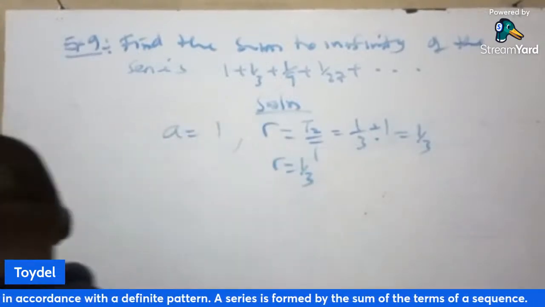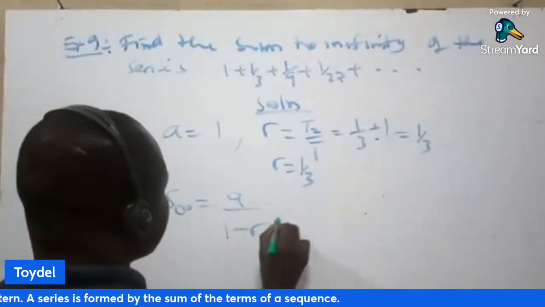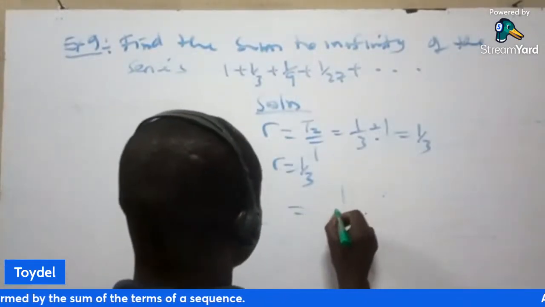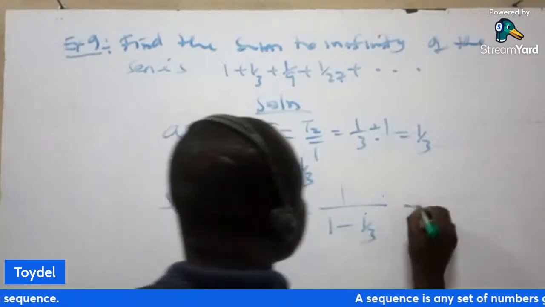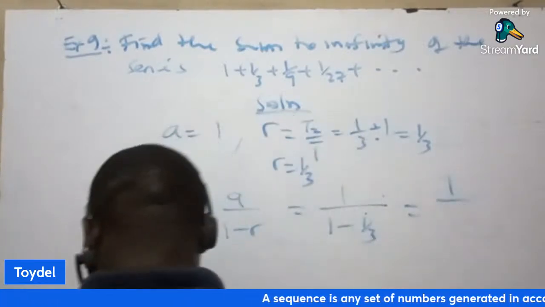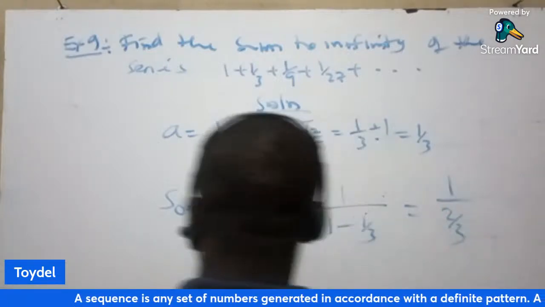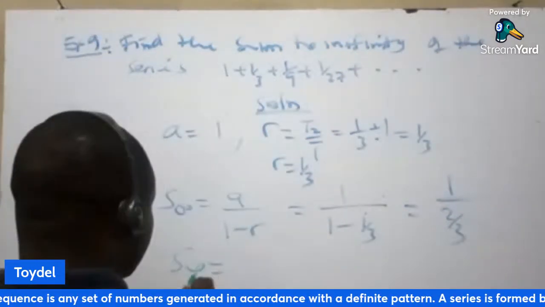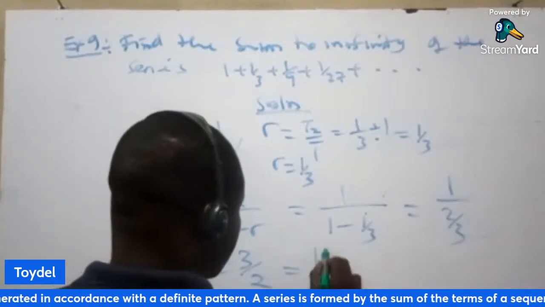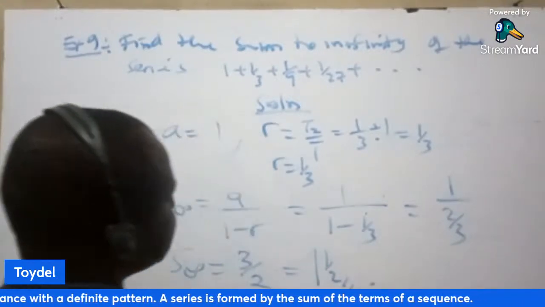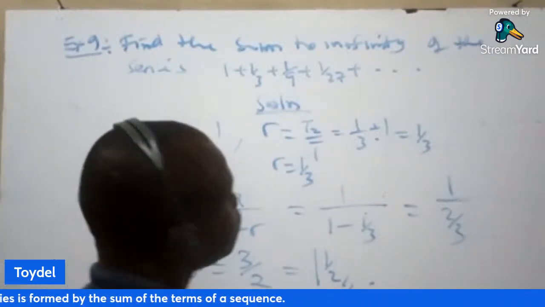So the sum to infinity is given as a all over 1 minus r. What is a? a is 1, so we have 1 all over 1 minus 1 all over 3. So here 1 minus 1 over 3 will be 2 over 3. Then the sum to infinity will now be 3 all over 2, which is the same thing as 1.5. So this is the sum to infinity.